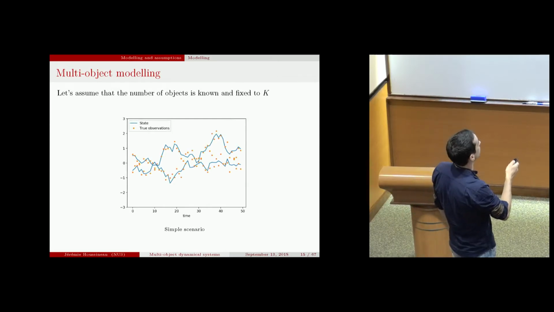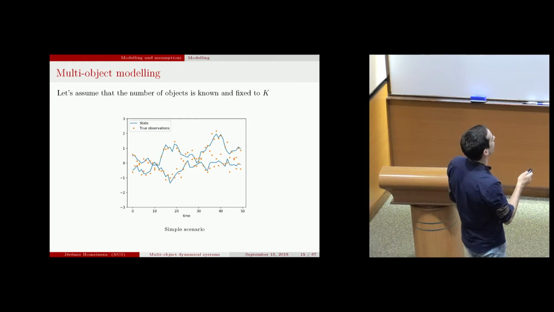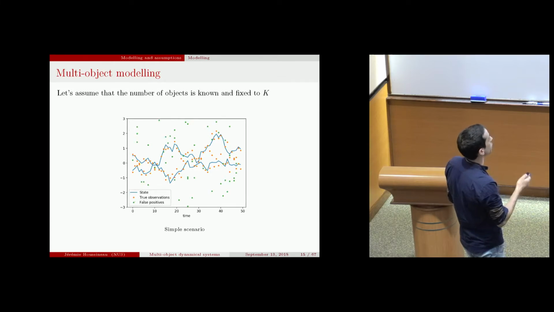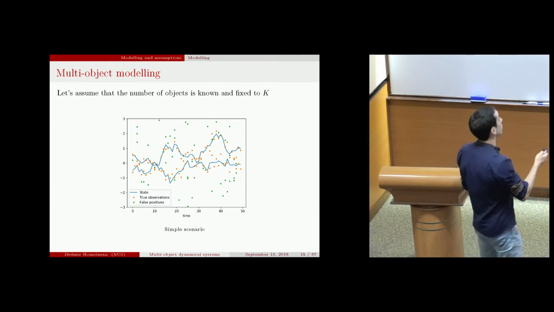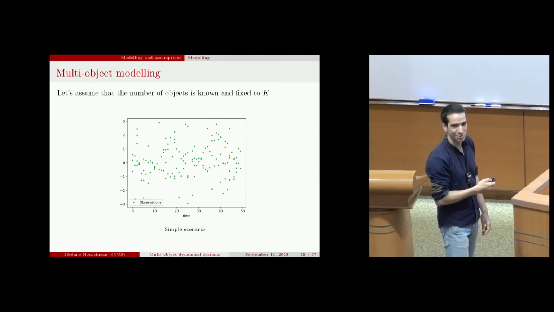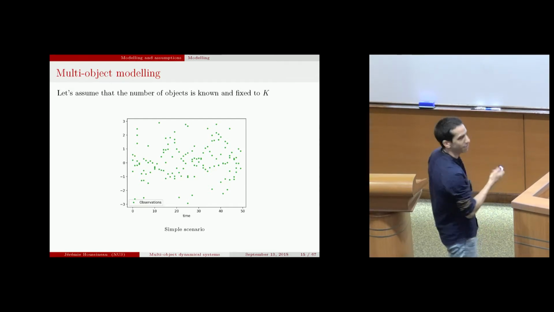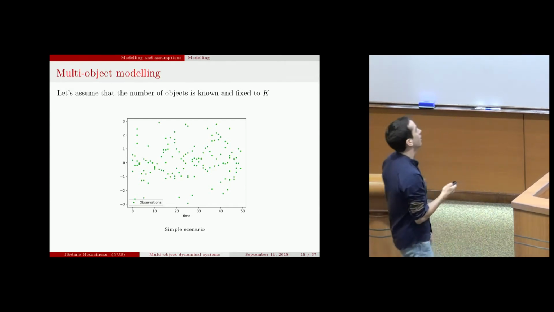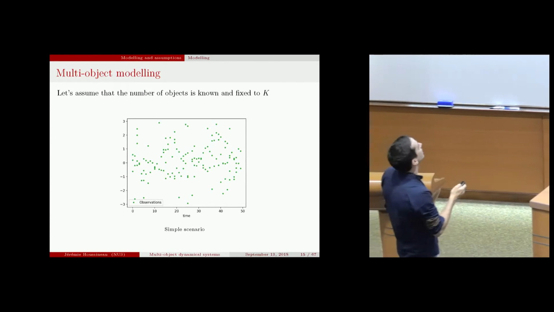Going a bit too fast. So we have some observations from those. We just observe the position with some noise. The noise is not that high here, and we also have those false positives. And so you look at that graph and you're like, well, that's pretty obvious. But if I remove the trajectories and the true observations, that's less obvious, right? Well, at least to me.